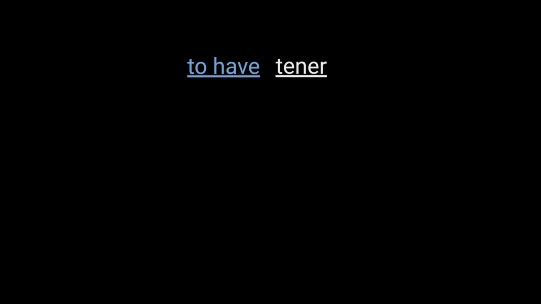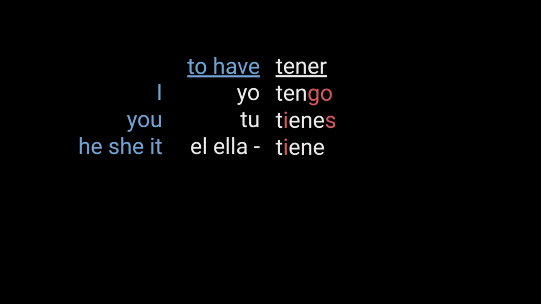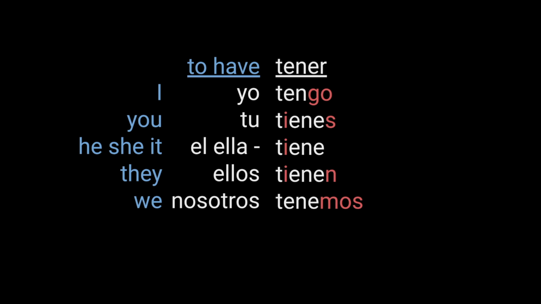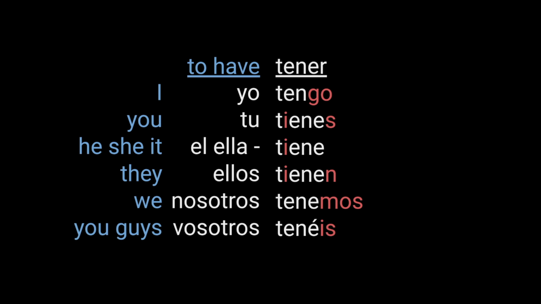The word to have, tener. Remember, it's two words in English, to have, and one word in Spanish, tener. I have is tengo. You have, tienes. He, she, or it has, tiene. They have, tienen. We have, tenemos. You guys have, tenéis. Look carefully at the patterns in red because the word endings are generally the same.